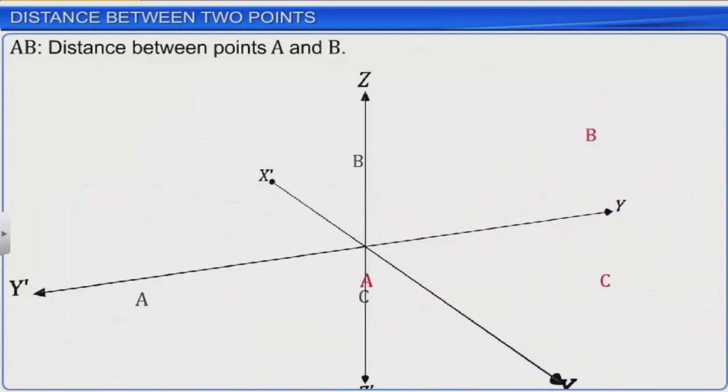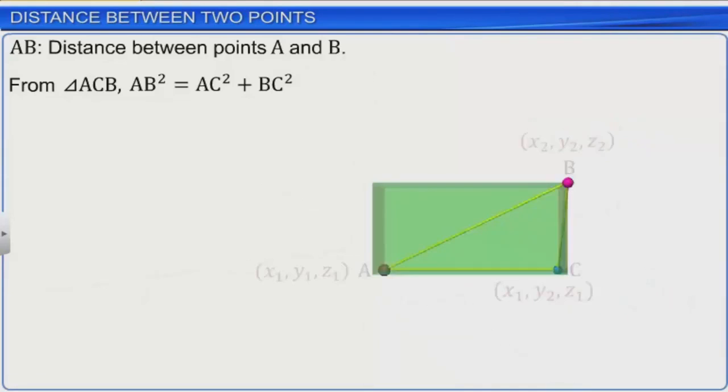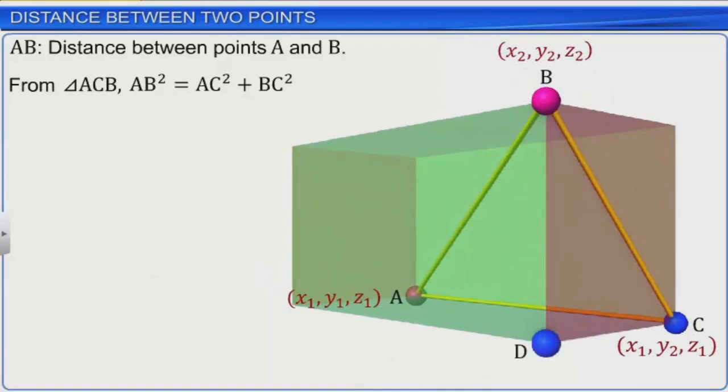Since ACB is a right-angled triangle, we get AB square is equal to AC square plus BC square. Next, we consider point D on the parallelepiped as shown. Since points B and D lie on the same line parallel to the z-axis, its x and y coordinates are the same as that of point B. Hence, the coordinates of point D are x2, y2, z1.